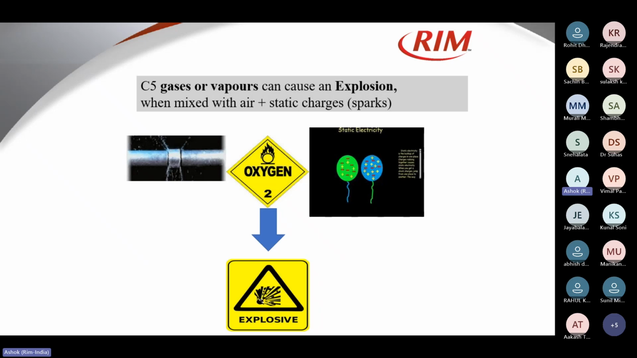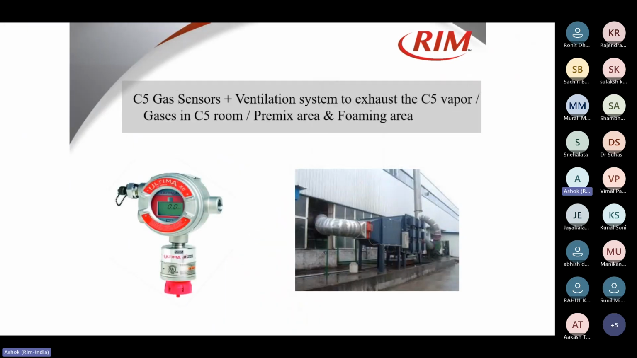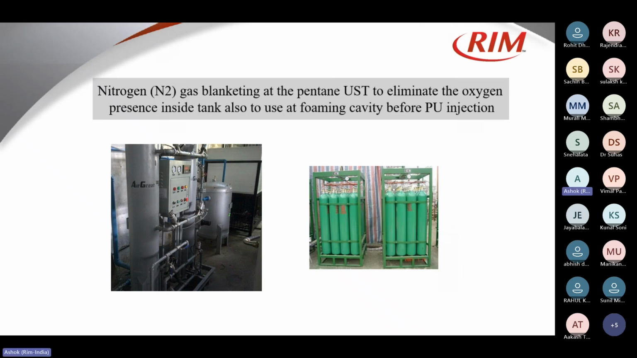To eliminate this, we have to avoid either all three of these things or as many as possible. For this, you have to use gas sensors to detect the presence of pentane in gas form. Then use exhaust ducting to extract the gases at the forming area, at the chemical mixing or pre-mixing area. Next is to use nitrogen gas blanketing at the pentane storage tanks, whether above ground or underground. Nitrogen blanketing will eliminate the presence of oxygen.